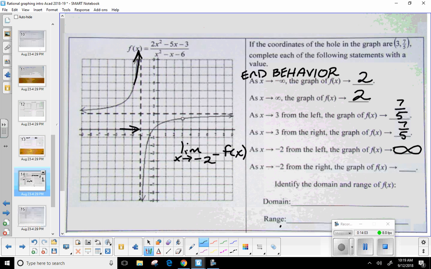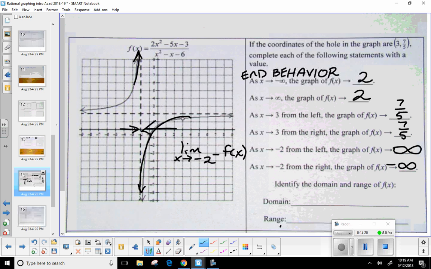What about as I approach -2 from the right? This one goes to negative infinity. See, I'm getting close on the right, but now it's chosen to go down. Does anybody have any questions on these?